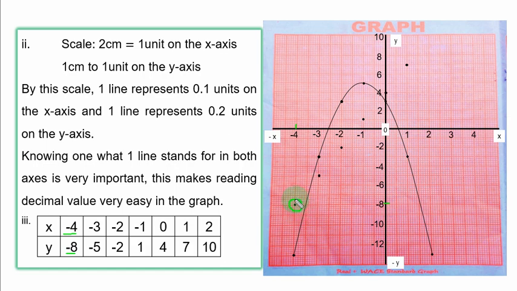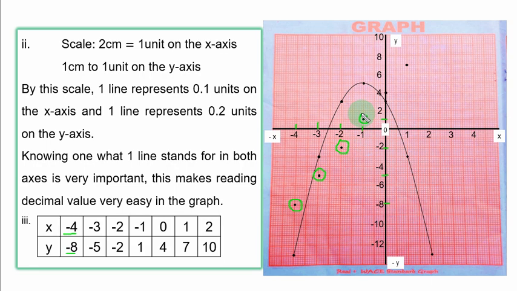The next point, minus 3 for x, minus 5 for y. This is minus 5 for y. This is minus 3 for x. You have the meeting point here. The next point, minus 2, minus 2. So this is minus 2 for y, minus 2 for x. This is the meeting point. The next one is minus 1 for x, plus 1 for y. This is plus 1 for y, minus 1 for x. This is the meeting point. And the last point there is 2.